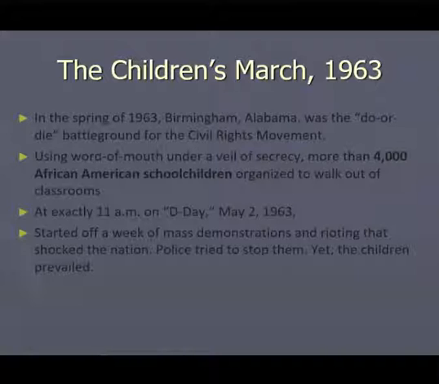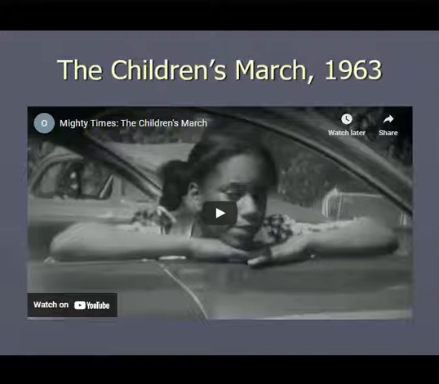So they, under complete secrecy, planned a day and a time. And at exactly 11 a.m. on May 2nd, 1963, more than 4,000 African American school children walked out of their classrooms. And this started off a week of mass demonstrations and rioting that the youth and the children of Alabama, that the nation really took a look at. We're going to watch a little video on the Children's March.